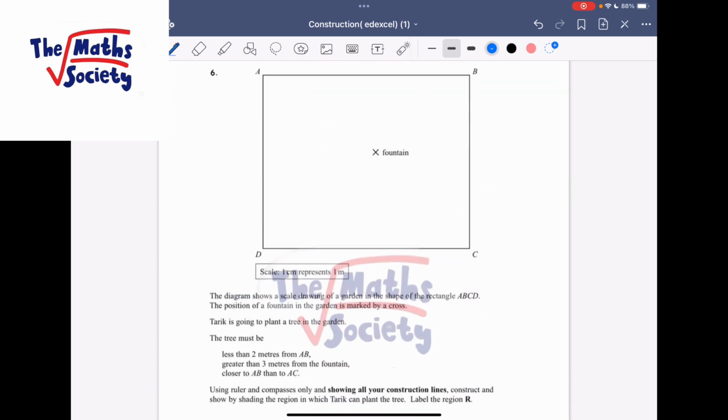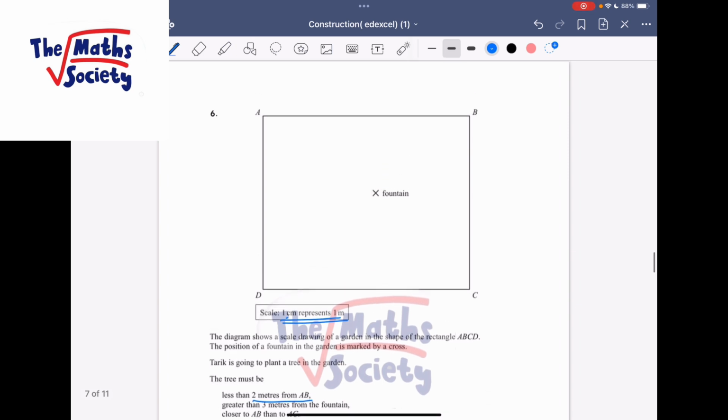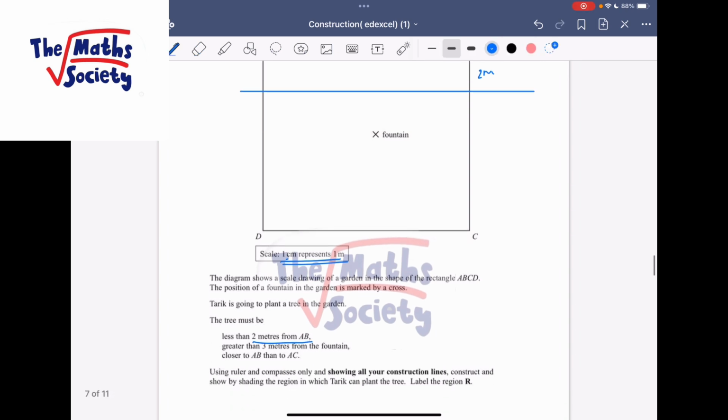Okay, number 6. It says the diagram shows a scale drawing of a garden in the shape of the quadrilateral ABCD. Terrace is going to plant a tree in the garden. You just need to make sure that we know the scale, but here it's no different, so that's okay. The tree must be less than 2 meters from AB. So from AB it has to be less than 2 meters, which means we can make a note of where 2 meters is. Just measure how much 2 meters is and draw a line so we know it has to be less than 2 meters, so it's going to be this way. And then it says greater than 3 meters from the boundary.